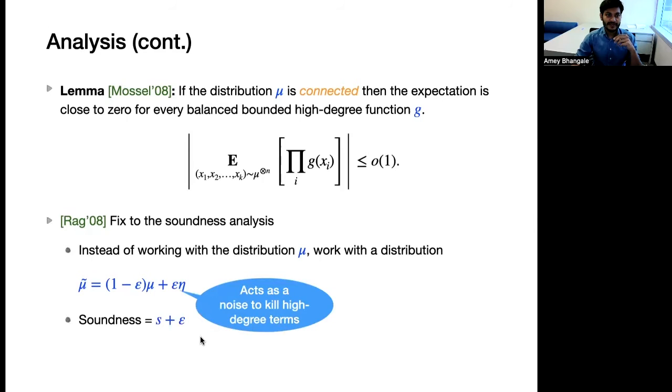Now, this makes the distribution connected as required in this lemma. And hence we can say that the contribution from all the high degree terms is 0 or essentially 0. And what we are left with in the acceptance probability expression is just the low degree part. And that's why we can now claim that the soundness of this test is S plus epsilon.